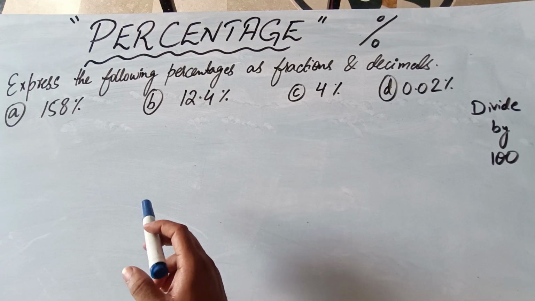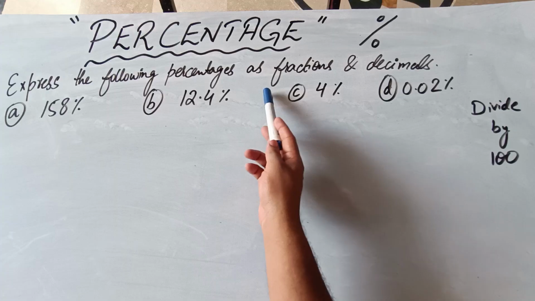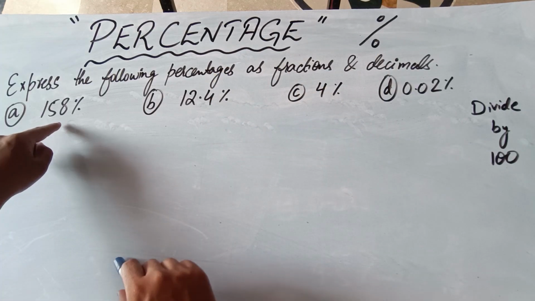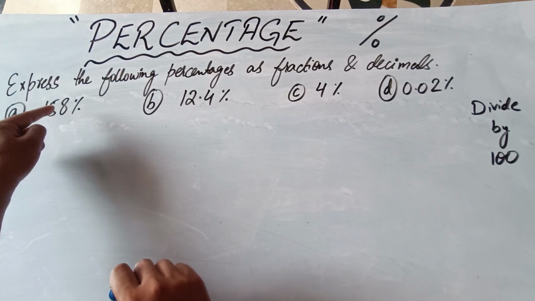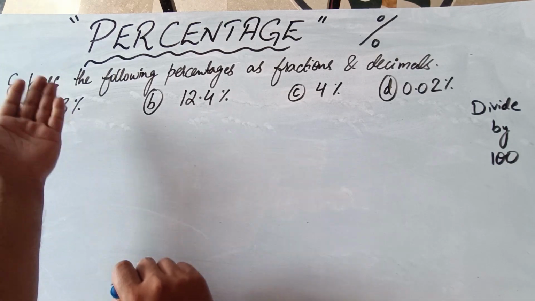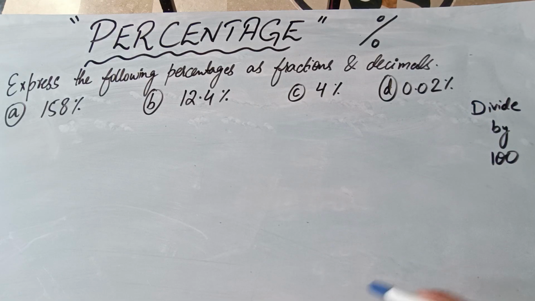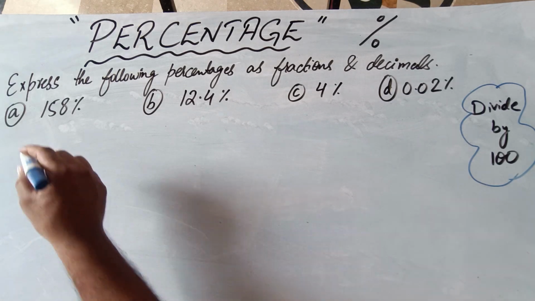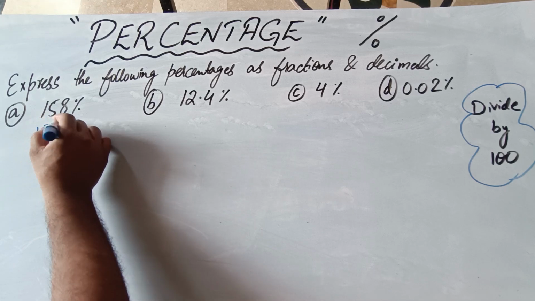Now we will learn how to convert percentages into fractions and percentages into decimals. Now if this is the problem, 158%. Whenever we need to go from percentage into any other form, we divide by 100. So this is the key point of this conversion. From percentage to any other form, divide by 100. Now we will divide by 100 and simplify to convert it into a fraction.